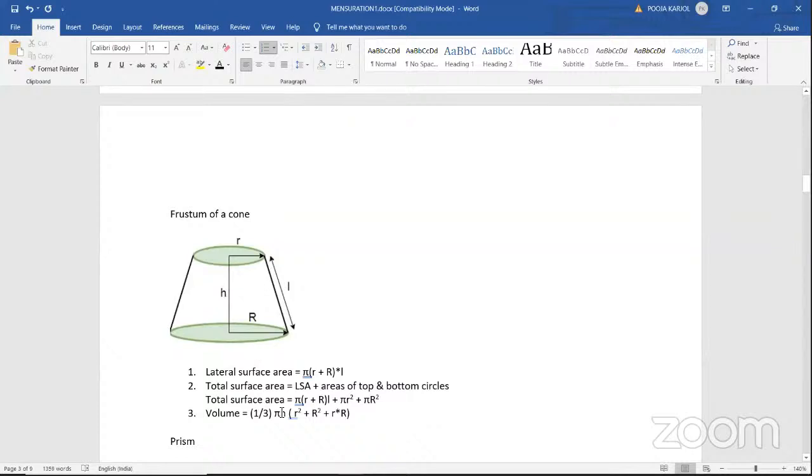Total surface area is LSA plus the area of the top and bottom circles, which is pi into (r plus R) into L plus pi r square plus the bigger circle, pi R square. Volume is 1 by 3 into pi into h into (r square plus r into R plus R square). This formula you need to learn by heart a little bit. It's not that simple.